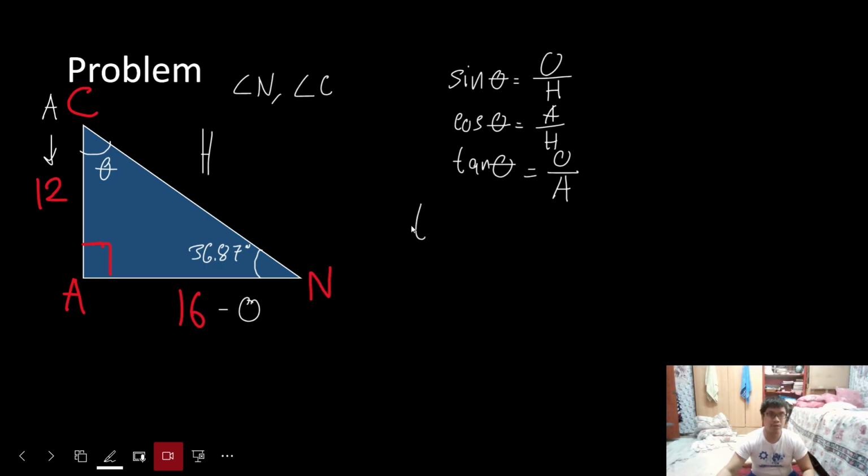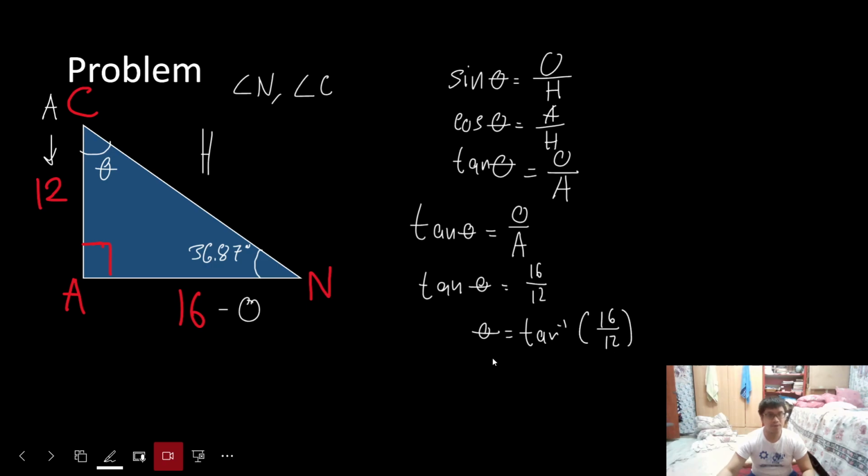And with that, we're going to use the same trigonometric ratio, which is tangent theta is equal to opposite all over adjacent. And why? Because only the opposite and adjacent are given. So now let's substitute. Your O is 16 and your A is 12. So put the word tan to the other side, you will have arctangent of 16 all over 12. 16 and 12, once again, are both divisible by 4. So 16 divided by 4 is 4, and 12 divided by 4 is 3.